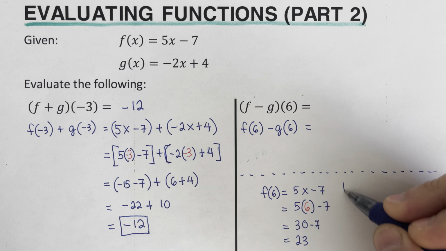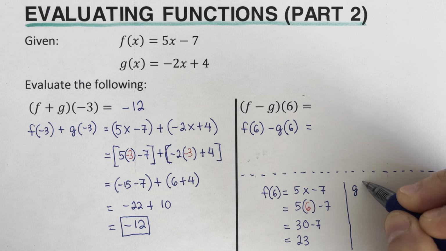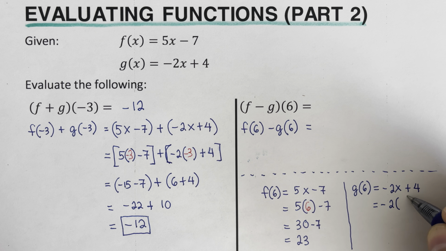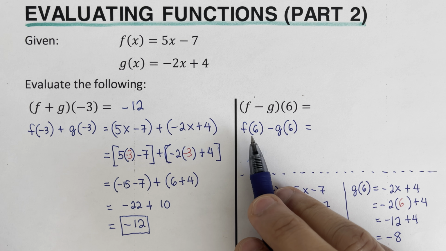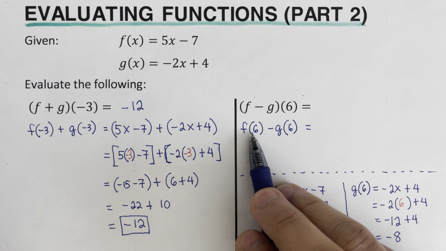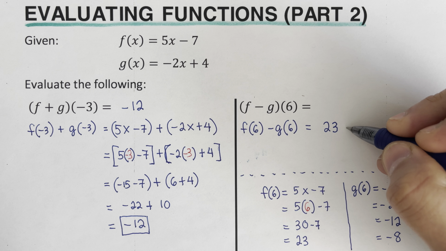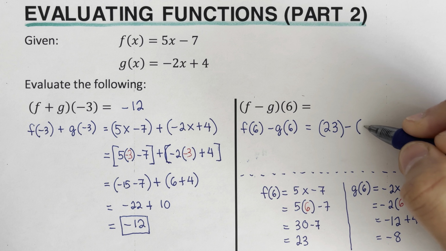And so we can go ahead and show the work for the g of 6 too. So I'm going to show the work on the side right here. Okay, so our f of 6 is 23 and our g of 6 is negative 8. So that we can go ahead and plug this in here. So our f of 6 is 23. So I write that over here, 23. That is minus. And then our g of 6 is negative 8.